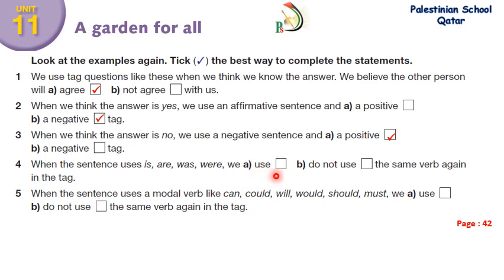Four: When the sentence uses is, are, was, were, we use or don't use the same verb again in the tag. Did you guess? Yes, very good. Use. Five: When the sentence uses a modal verb like can, could, will, would, should, must, we use A or B. Don't use the same verb again in the tag. Okay, let's go to complete the exercises.